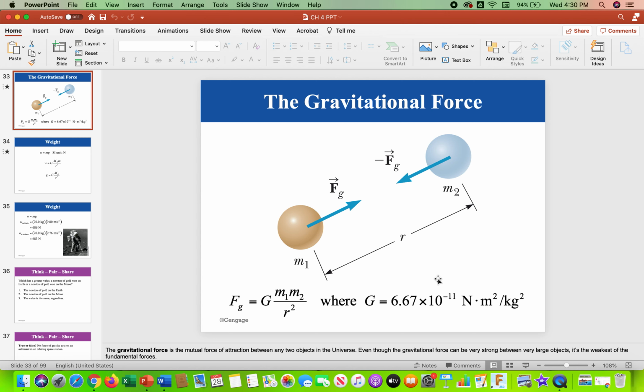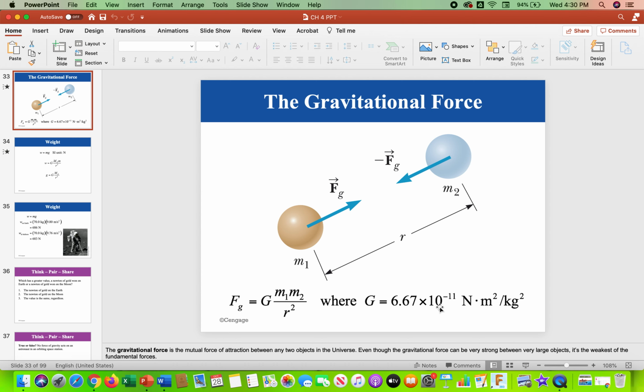Now, the first force we're going to do is the only force that we're dealing with right now that acts at a distance, and that is the gravitational force. As we've already discussed in class, any two objects that have the property of mass will attract each other. The strength of attraction depends on the product of their masses and is inversely proportional to the distance between the centers squared. The constant of proportionality is the universal gravitational constant.